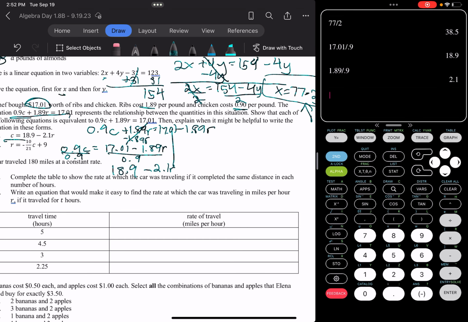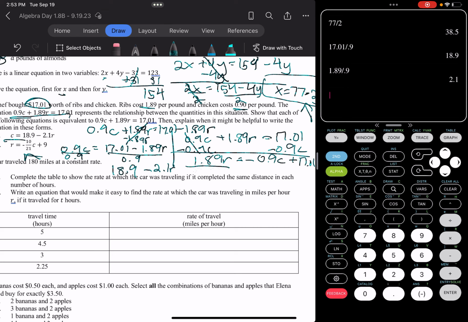Now, if we want to do the other equation, and now we have 0.9c plus 1.89r equals 17.01, and we want to prove how we got here. Now we're solving for r. So I'm going to subtract 0.9c on both sides. We get 1.89r equals negative 0.9c plus 17.01. I'm writing the negative 0.9c first, because we generally want to have the term with the variable first, okay?